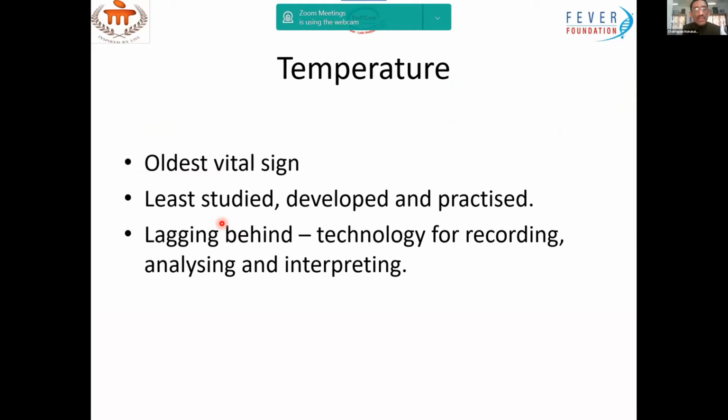Fever and body temperature is one of the oldest vital signs, but often neglected. We have so much interest in respiratory rate, blood pressure, or pulse rate, but we have neglected temperature in our clinical practice. It is one of the least studied or well-developed sciences as far as vital signs are concerned. There have been a lot of technological improvements in terms of recording, analyzing, and interpreting, but temperature analysis is lagging very much behind.